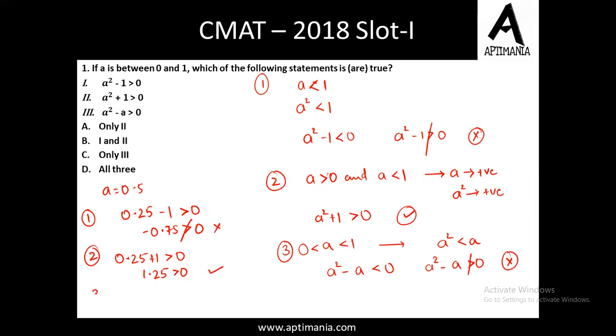And third, A square minus A, so 0.25 minus 0.5 is greater than 0, minus 0.25 is greater than 0, which is a false statement again. So as we can see, only statement 2 is correct by both the methods. So for question number 1, the correct answer is option A, that is only 2. Let's go ahead to the next question.